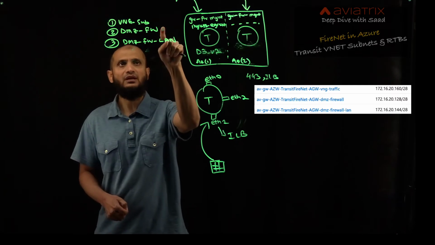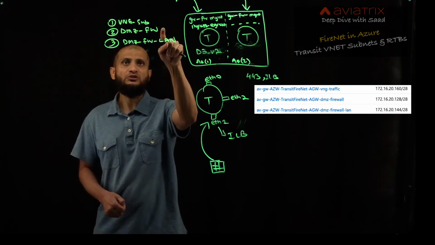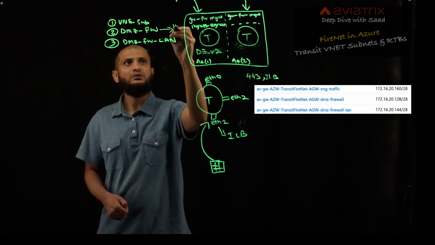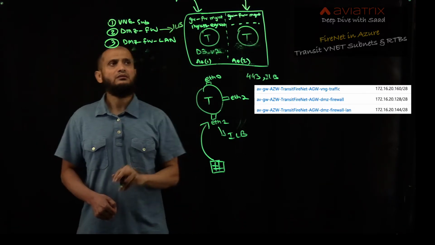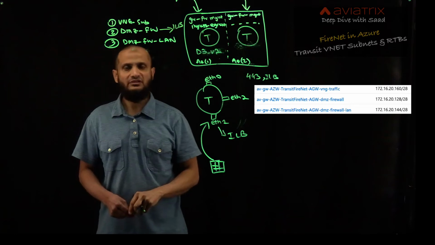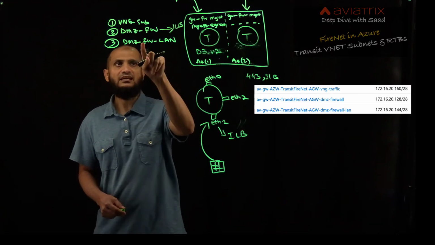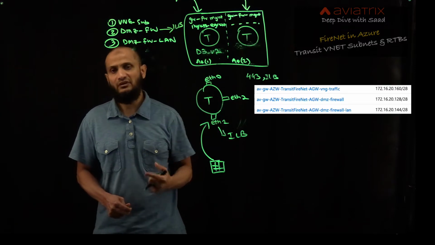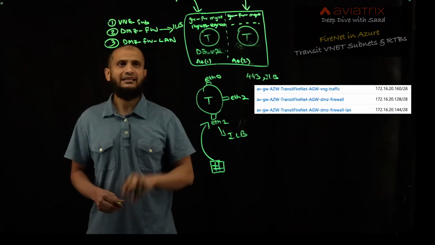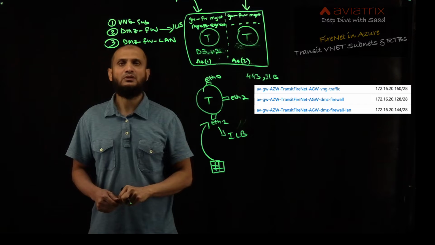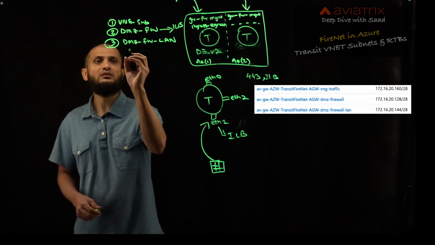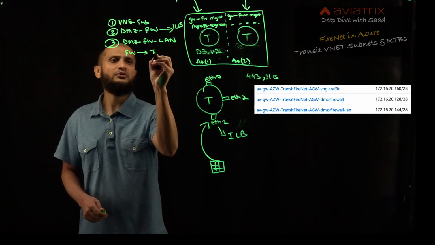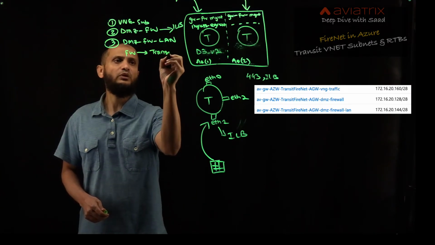DMZ firewall subnet is the subnet which is used to communicate with the ILB. So when the Transit FireNet gateway receives the traffic, then it sends it to the ILB in order to send the traffic for the inspection. DMZ firewall LAN subnet is responsible for the communication between the firewall and the Transit FireNet gateways.